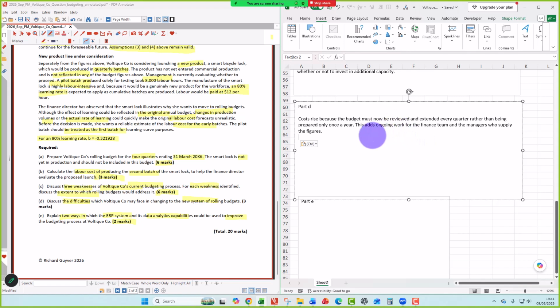So the first one I've talked about is that costs will rise because the budget is now reviewed quarterly rather than once a year. So that's ongoing work. So we're going to have a heavier reliance on managers supplying figures and on the finance team putting together that rolling budget.